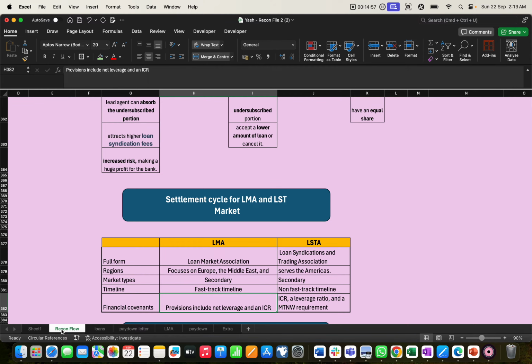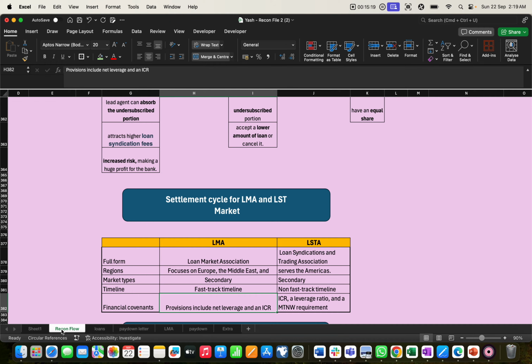Yes. The LSTA market basically had T plus 7, but now they are on T plus 5. As you said, the LSTA market is for USD currency, and LMA is for GBP and Euro, and that covers most of the trades settled.